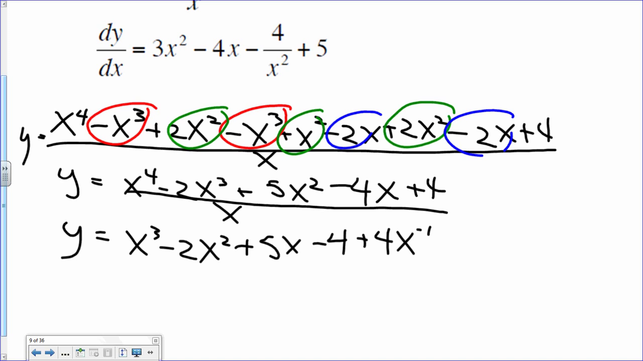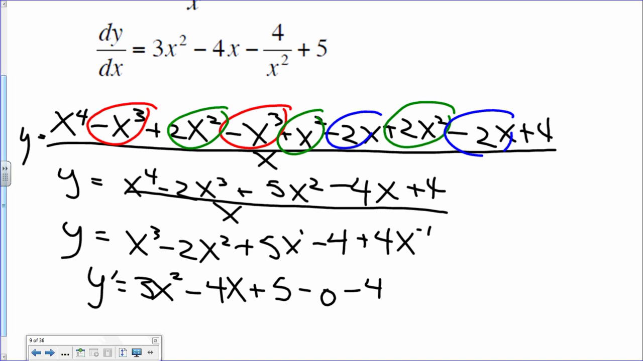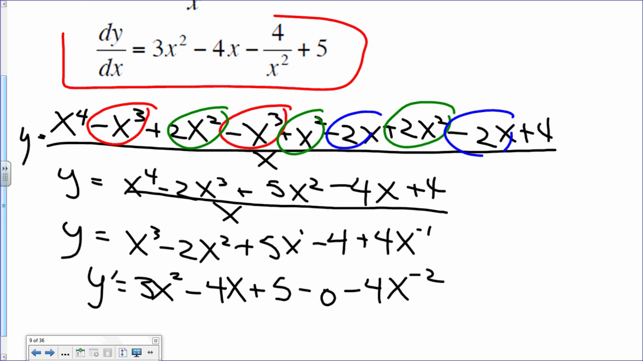Derivatives, that's the easy part, right? You just go right through it. 3x squared minus 4x, good. Just 5, because it's going to be 5 times x to the 0. X to the 0 is just 1, so it's just 5. And remember, just think of a line, y equals 5x. The slope, the derivative, is always 5. Then 0, minus 4x to the negative 2. So that's how you get the derivative, and up here we just have the rewrite.